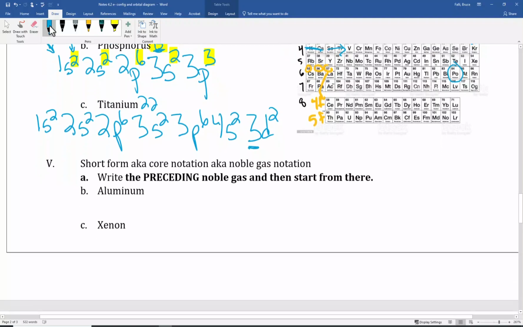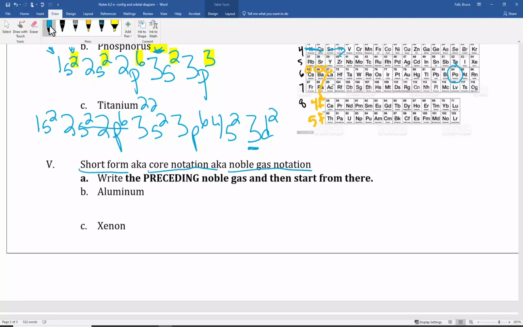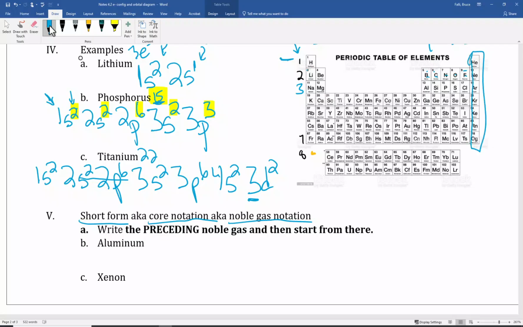Well, we're going to be shorter than that. There's a short form, which is also known as core notation, also known as noble gas notation. They're all the same. The important part here is that we're going to focus on these parts here. These are our noble gases, and they fill up a row.